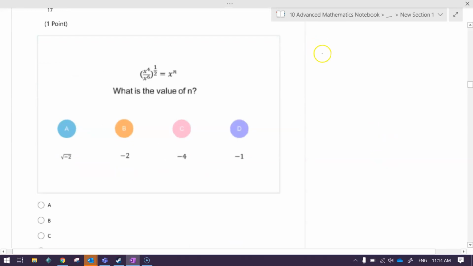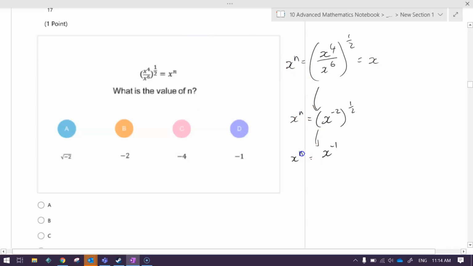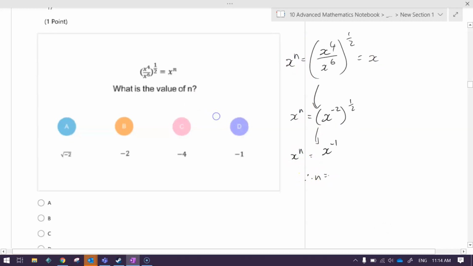x to the power of 4 divided by x to the power of 6, all to the power of a half. Two ways you can do it. You could simplify inside the brackets first. X to the power of 4 divided by x to the power of 6. I do subtraction. I've got x to the power of -2, all to the power of a half. Then I multiply the powers, don't I? -2 by a half is -1. So if x to the -1 equals, well, I can start with x to the n on this side. X to the n equals x to the -1, n must equal -1.